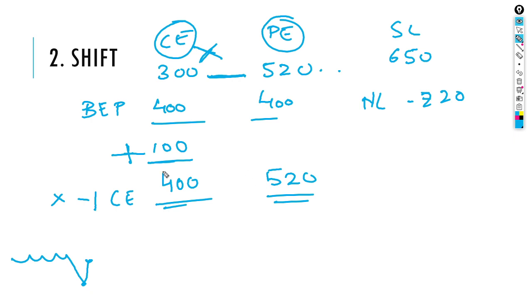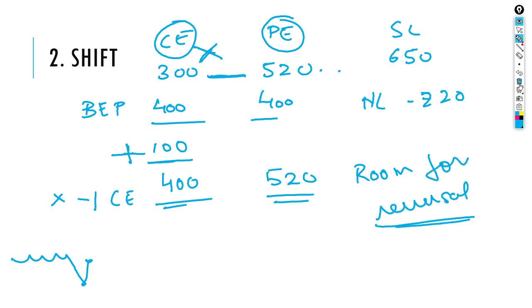So make sure that the call option is a little lesser than the put option, or in case the market goes up, then the put option is a little lesser than the call option. So there is always room for reversal. So you are at a net loss of 20, and I hope this is clear. So we are going to consider positions from here.